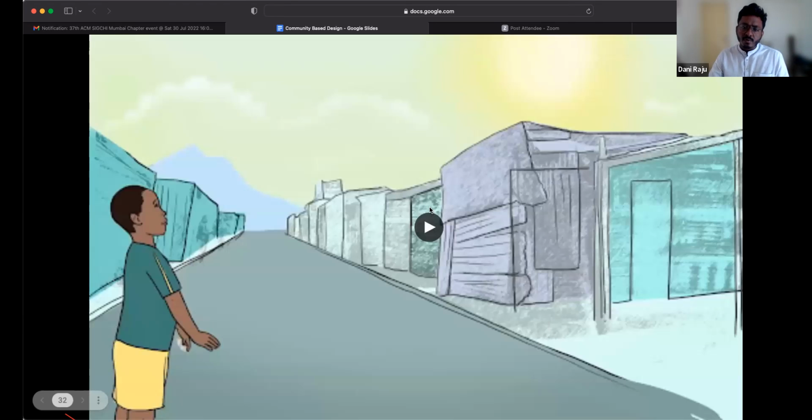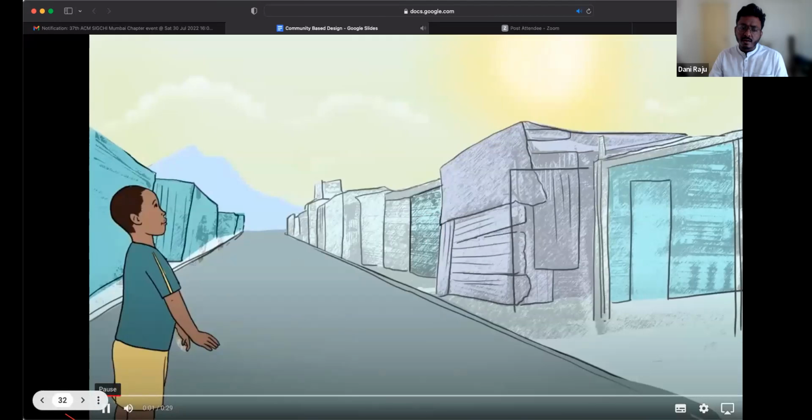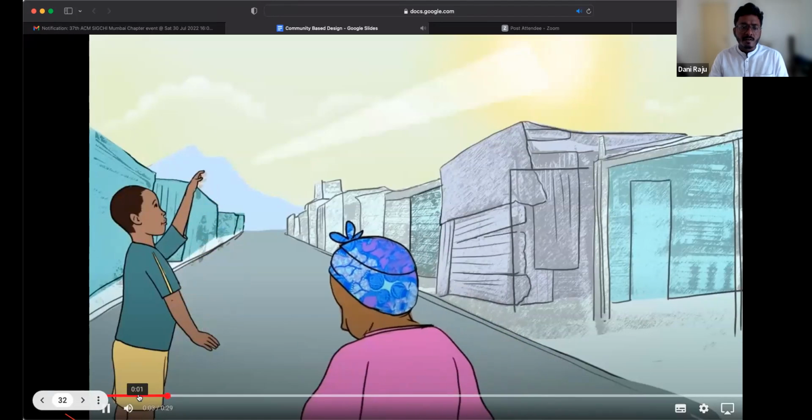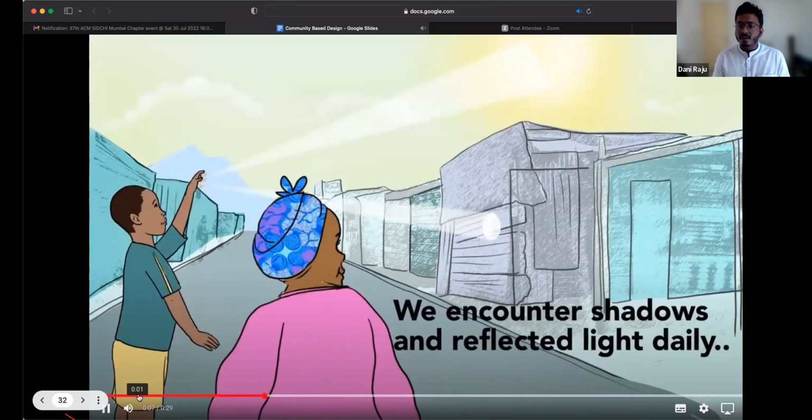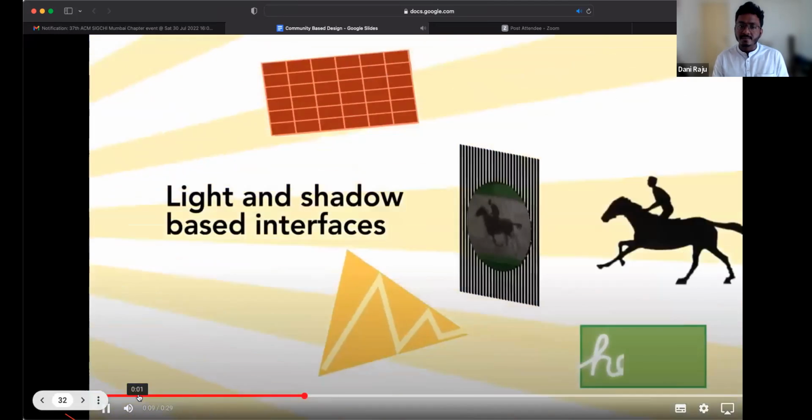Moving forward, we explored similar light-based interactions again. This was published in CHI 2022, and this time we worked with the community in South Africa as well as the Arabi to think about light-based interactions and potential devices.